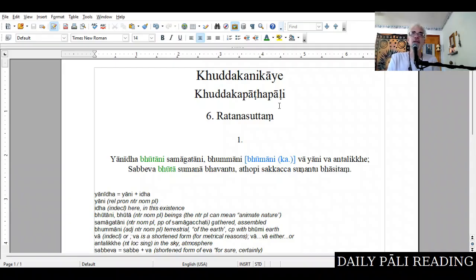Today we are continuing our journey through the Khuddakapāṭhapāḷi, which is found in the Khuddaka Nikaya, and we are beginning an exploration today of Sutta 6, the Ratanasuttaṃ. Now, Ratana is a word that means jewel, so this is the Jewel Sutta. It will become clear why it's called that soon. Obviously, this is an image that we find throughout Buddhism quite a bit.